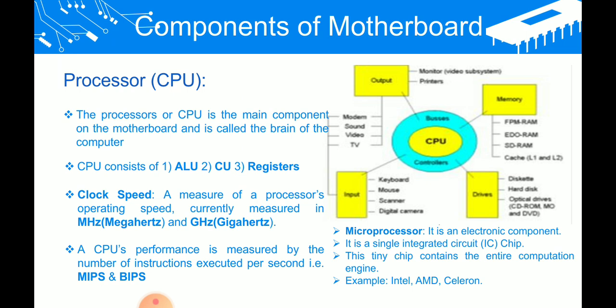The CPU processes the data and sends it to the memory. Clock speed of a CPU. So what is the clock speed of a CPU? It is actually the execution speed of the processor. How fast a processor is, that will be your clock speed. So if the processing speed is high, then the system works faster.